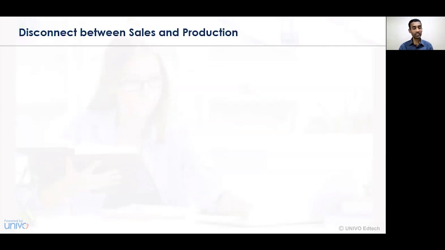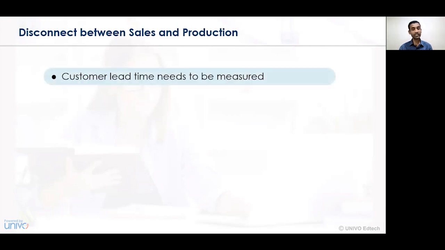Now let's understand why there is a disconnect between sales and production in MTS as a particular strategy. The customer lead time always needs to be measured. At several stages, it has been observed that the lead time for a consumer or a customer is not measured or calculated. So for the effective implementation of a strategy, in order to see that the product demanded by a consumer or customer is delivered within a specified time period, MTS as a strategy is essentially required.